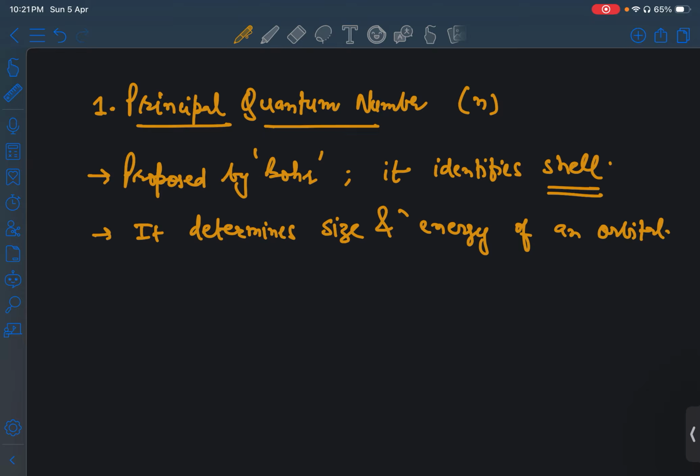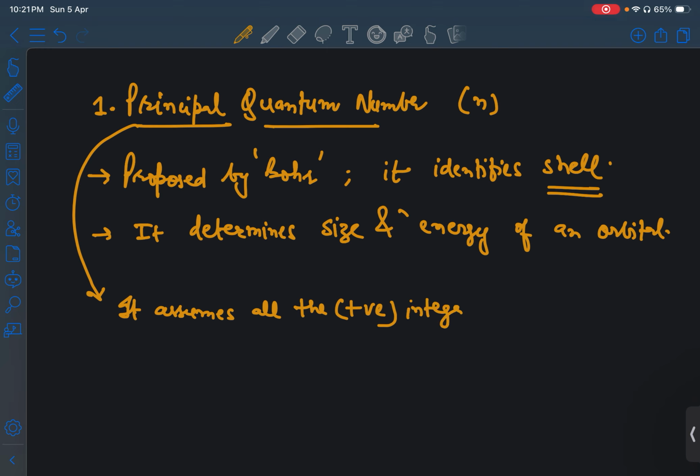This principal quantum number n assumes all the positive integral values. That is, small n can be equal to 1, 2, 3, 4, and so on. And every value of n designates a particular shell.